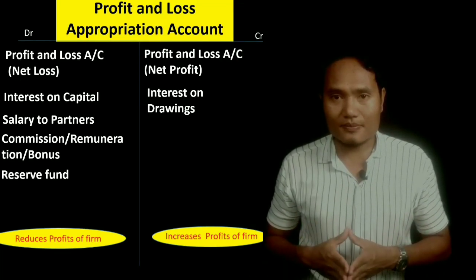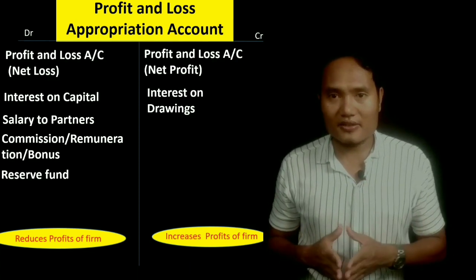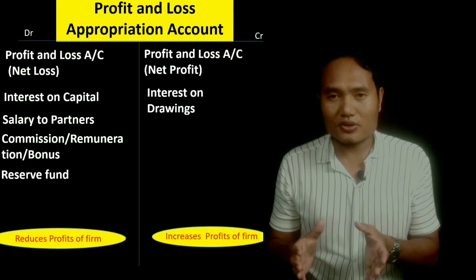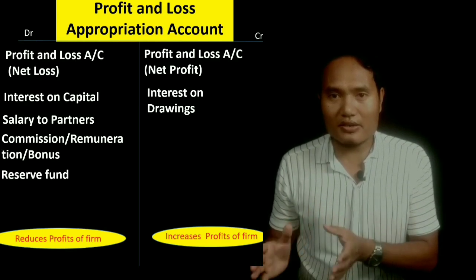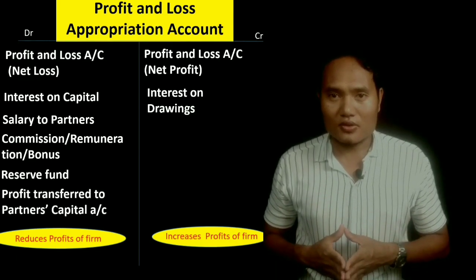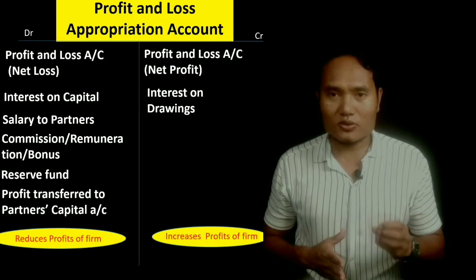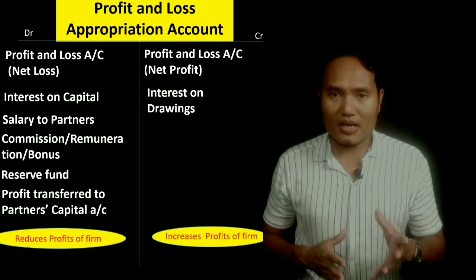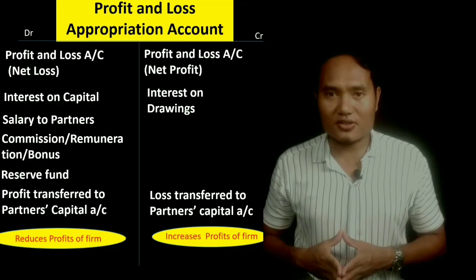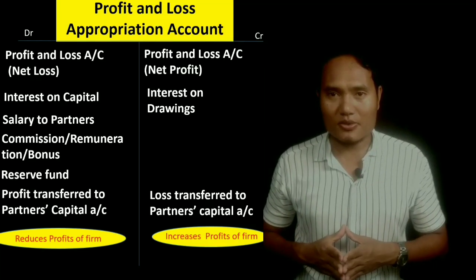After balancing the amounts on both the credit side and the debit side, if the credit side shows more than the debit side, then it shows profit, which is transferred to the partners' capital accounts, and if the debit side shows more than the credit side, then the result is loss, and that loss amount is transferred to the partners' capital accounts. So these are some of the transactions and items which are recorded especially in the profit and loss appropriation account.